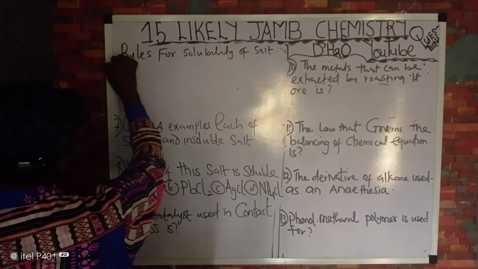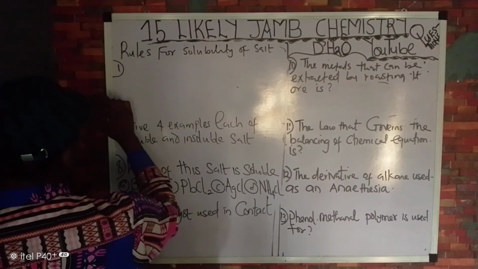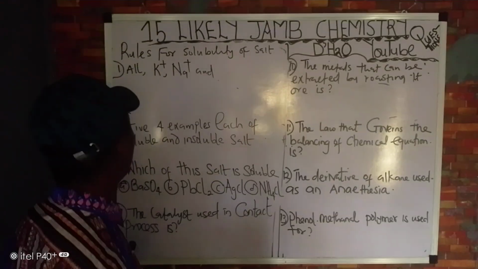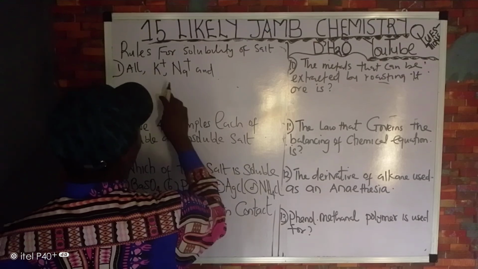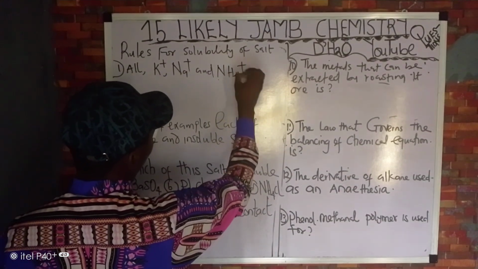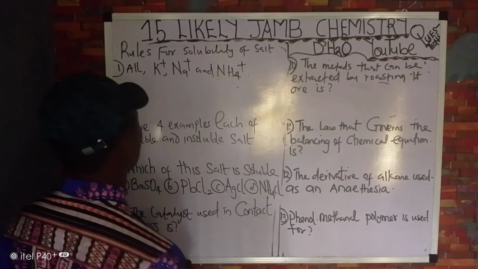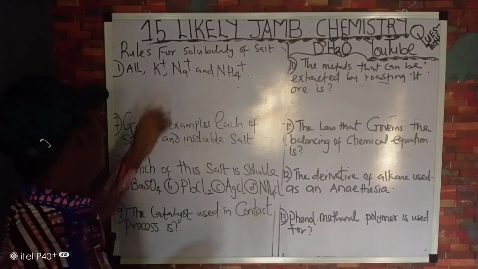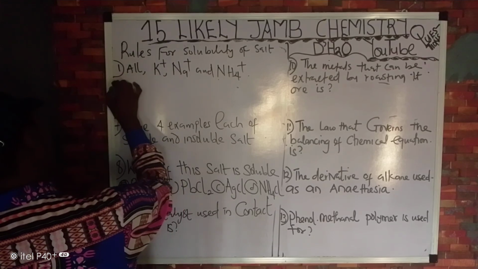One of the rules of solubility of salt is this. Number one, all potassium, sodium, and ammonium salts are soluble. Take note of that. Okay, so you have potassium chloride, potassium nitrate, potassium sulfate. They are all soluble.